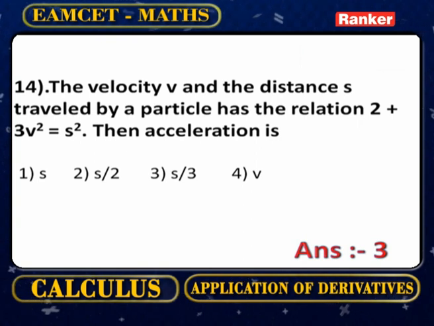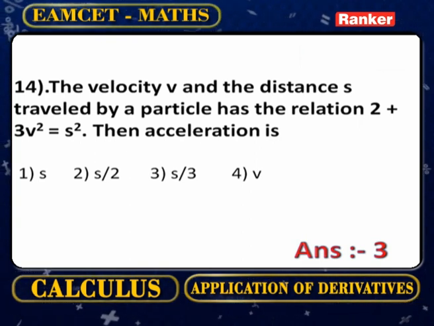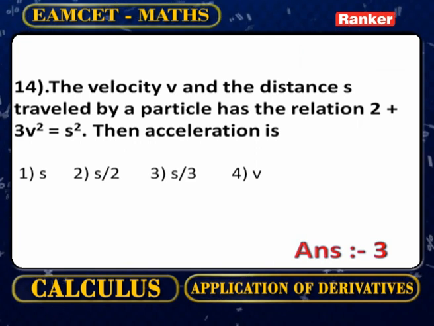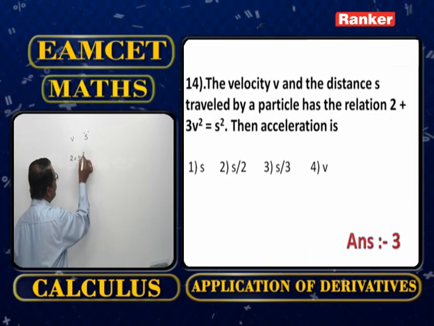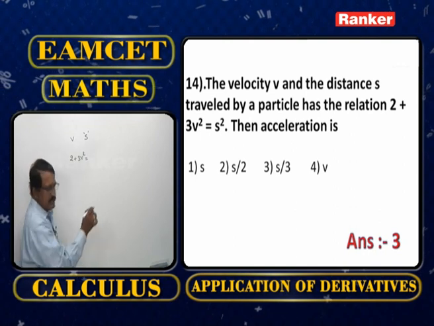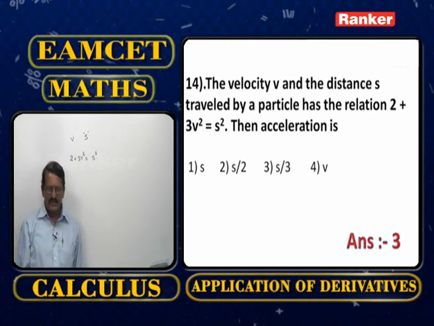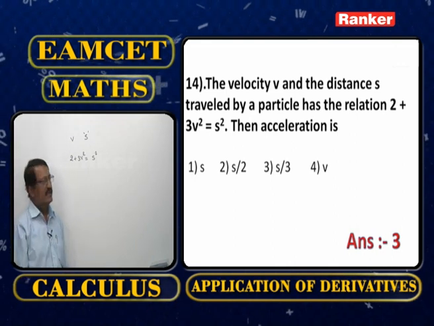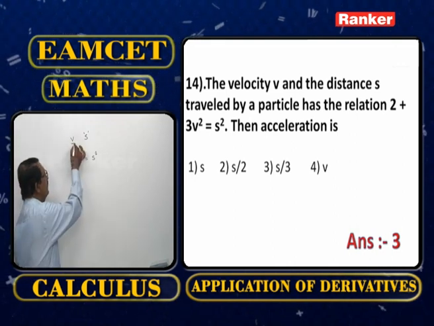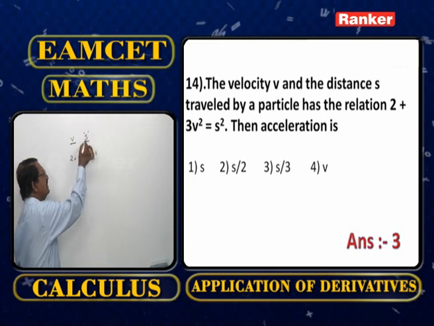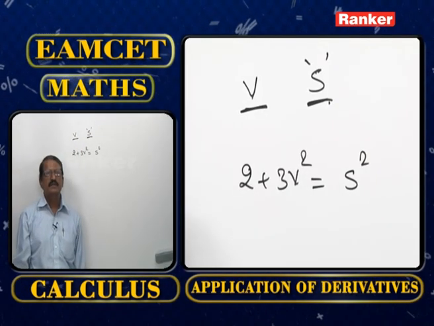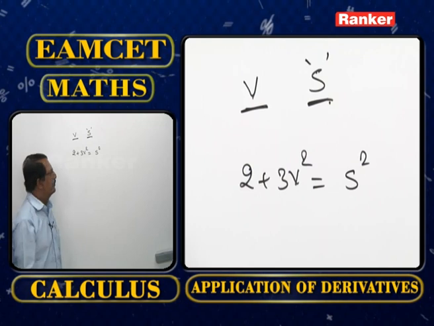The velocity v and the distance s travelled by a particle have the relation 2 plus 3v square equals s square. Then the acceleration is required. Here, given v is velocity, s is displacement. Now, required acceleration of the particle.